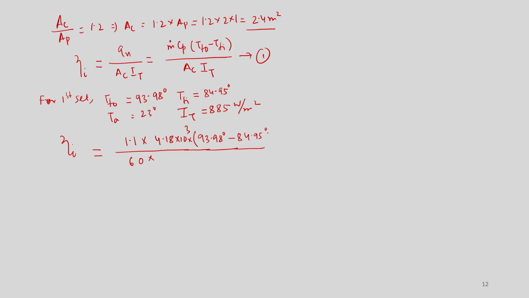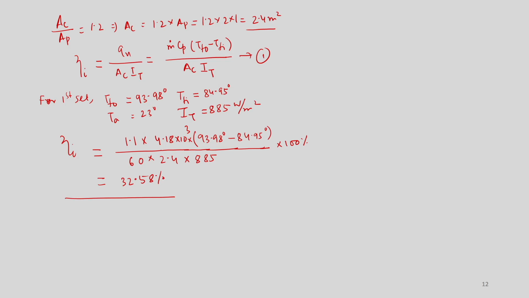84.95 degree. Okay. And then we will have AC and IT. AC is already calculated, which is equal to 2.4, and then IT is 885 for this first set of data. So, if we multiply it by 100, it will be in percentage. So, it will be 32.58 percentage. Okay.